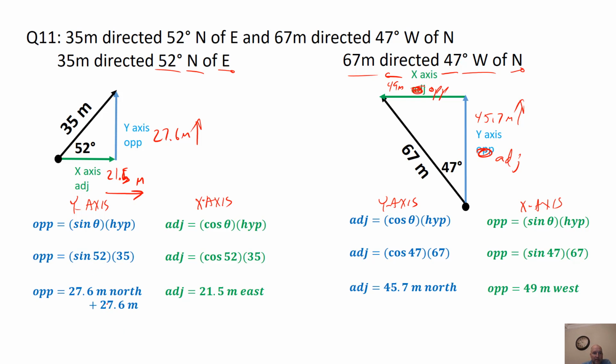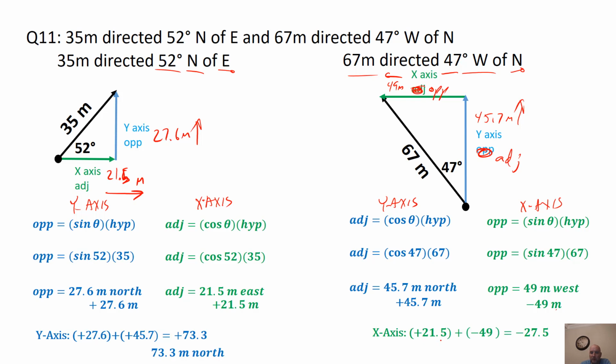So let's put the y-axis together. You're going to have north being plus 27.6, north over here being plus 45.7. Put those together, and you're just going to get a bigger north, because a positive plus a positive is an even bigger positive, so it's even bigger north. But now when we deal with the x-axis, we're going to have east being positive, and we're going to have west being negative. So you have the plus 21 plus a minus, really minus 49. You're going to get a minus value. That minus is going to be west.